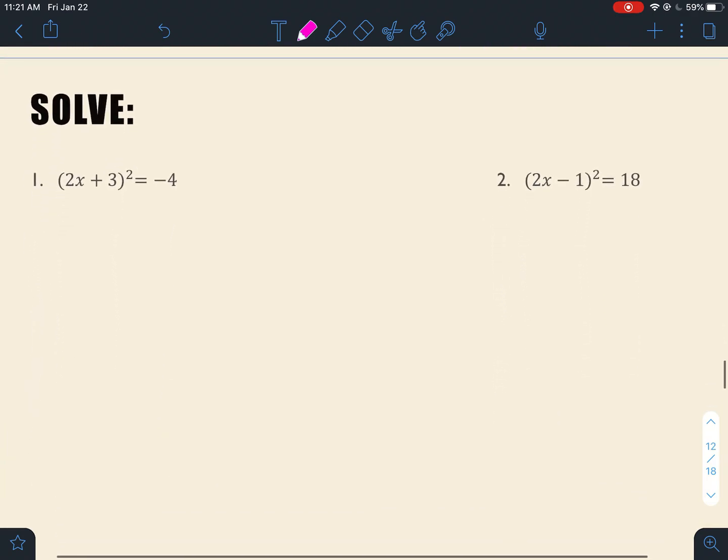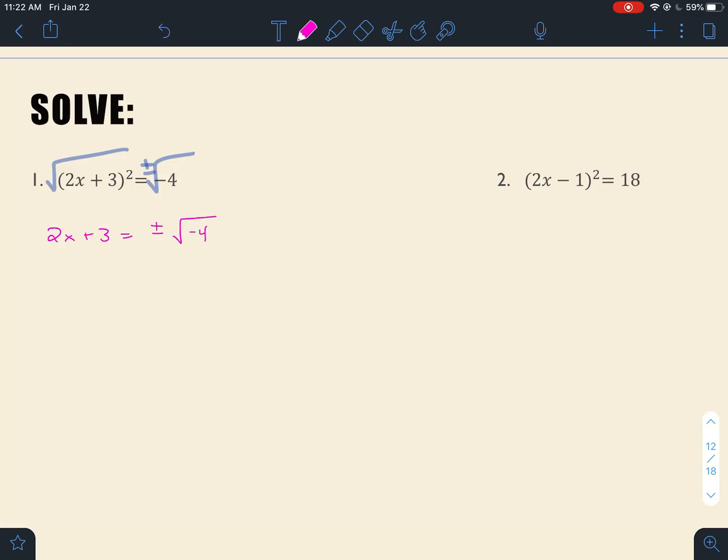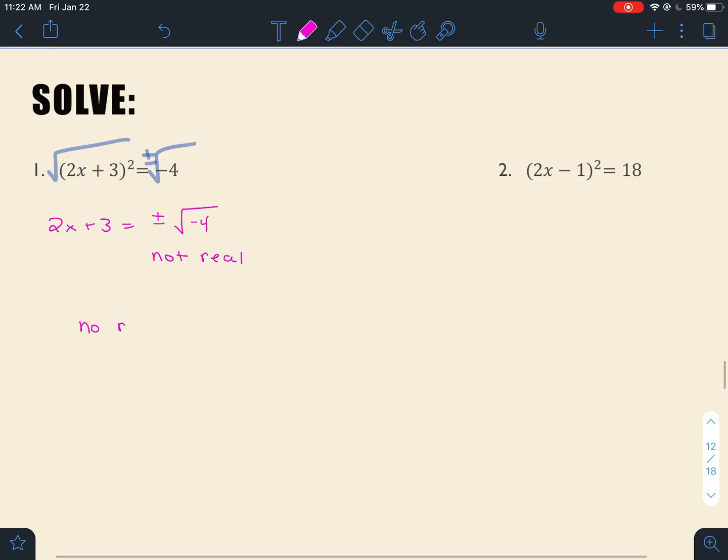All right. Number 3, we have our squared term by itself. So take the square root of both sides. And so we get 2x plus 3 equals plus or minus the square root of negative 4. Well, remember, you can't take the square root of a negative number. So this is going to give me solutions that are not real. So we're not going to have any real solutions. So this is going to have no real solutions.